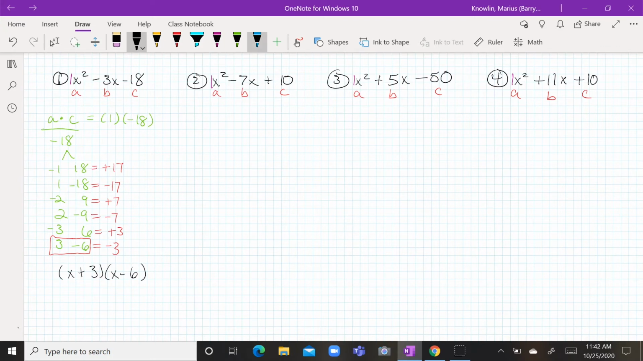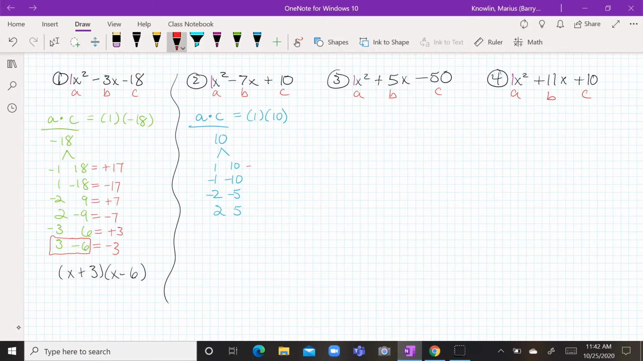Now let's go ahead and take a look at number 2. So number 2, we would just do the same thing. A times c, which in this case is positive 1 times positive 10, that's 10, and we want the factor pairs that make negative 7. So it's positive 1, positive 10, negative 1, negative 10, 2 and 5, and that would be it. Okay, and positive 2 and negative 2 and negative 5, and positive 2 and positive 5. Now we want to see which ones add to equal negative 7. Well, that's positive 11, negative 11, negative 7, and positive 7.